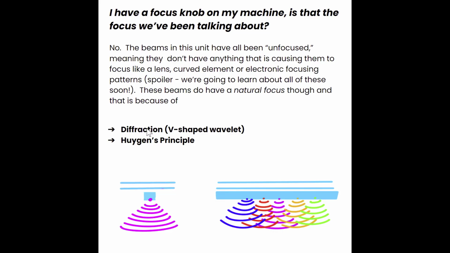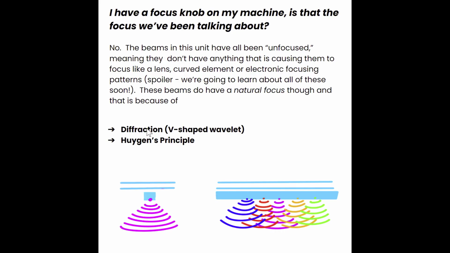I know when I was a student, one of the things that I was kind of confused about when we were learning about the beam shape and how everything looks is I was thinking, well, I have a knob on my machine that says focus, and I can move that around and I can change where the focus is. Has that been what we're talking about? Well, the answer for this one is actually no.